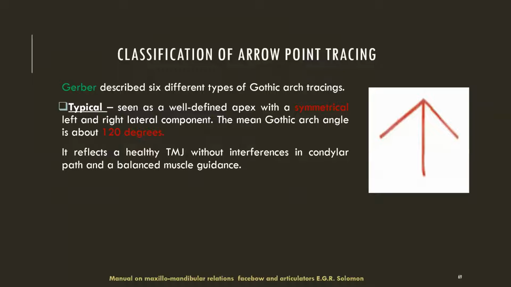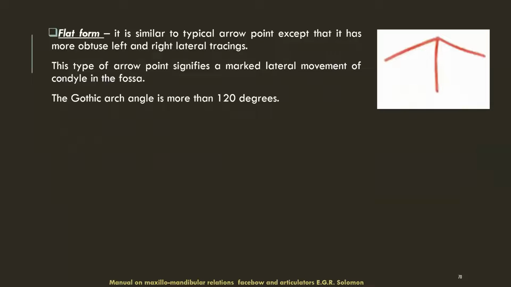So coming to the classification of arrow point tracing, Gerber describes 6 different types of Gothic arch tracing. The first is the typical type, which has a well-defined apex with symmetrical right and left lateral components. The mean Gothic arch angle is 120 degrees. So this reflects a healthy TMJ without any interference in the condylar path and a balanced muscular guidance.